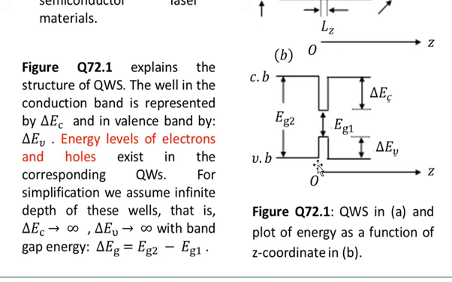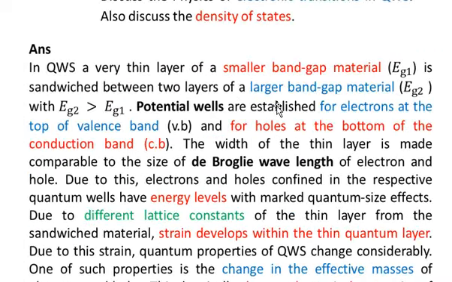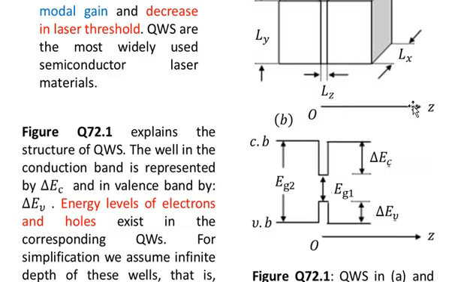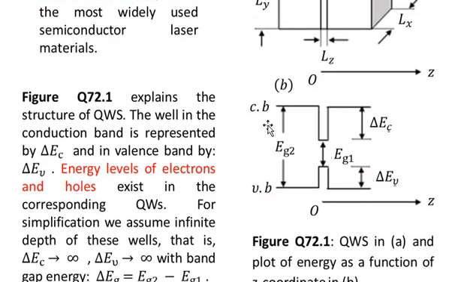Now look at the energy diagram of this one. You can see that there are two labels, Vb for the valence band and Cb for the conduction band. And these two levels for the valence band and the conduction band are due to the larger band gap material having band gap energy Eg2. So you can see that Eg2 is the band gap energy between the valence band and the conduction band, because these two bands are due to the larger band semiconductor material.